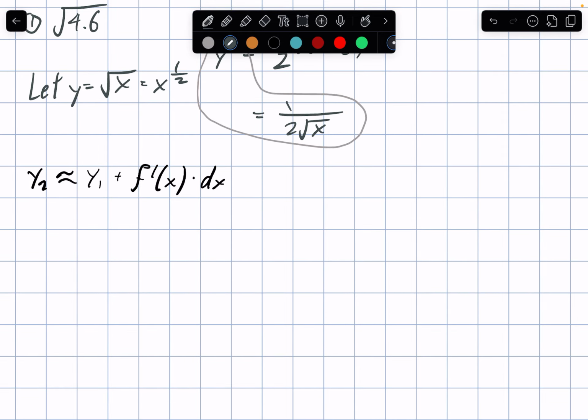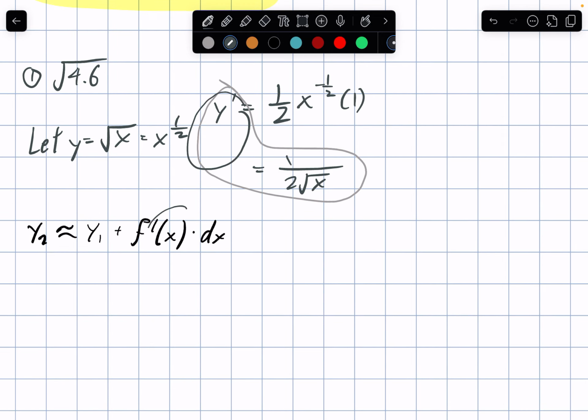Now, you substitute. Oh, wait. Before you substitute your derivative, you have to start assuming what your y1 is, what your dx is, as well as your x sub 1. So, find a value that is close to the square root of 4.6. Let's say square root of 4. So that's going to be the value of our y1.